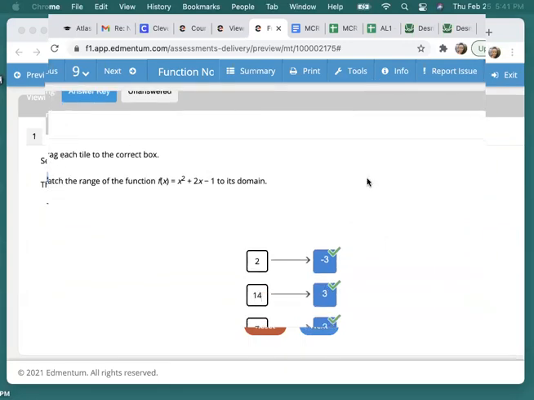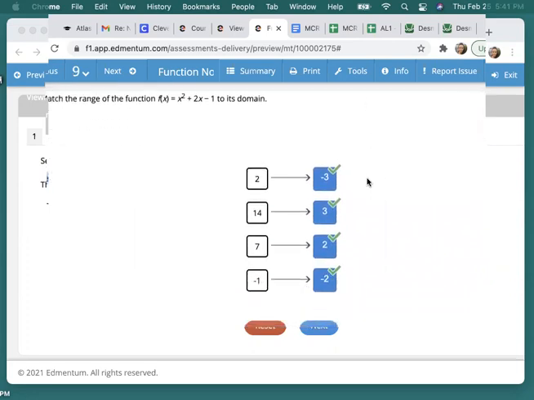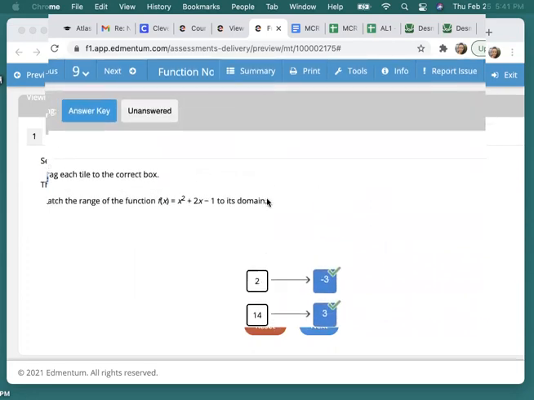So match the range of the function to its domain. Remember that domain is left and right, like the x values, and the range is up and down, the y values. So here we have x values. These are the x values, and these are going to be the y values. So you're basically plugging in your x value, like 2 squared plus 2 times 2 minus 1.